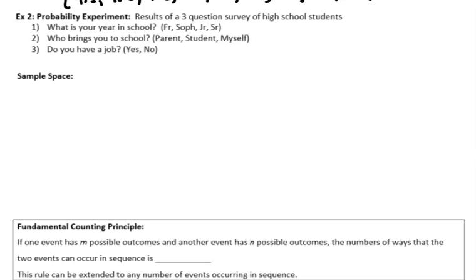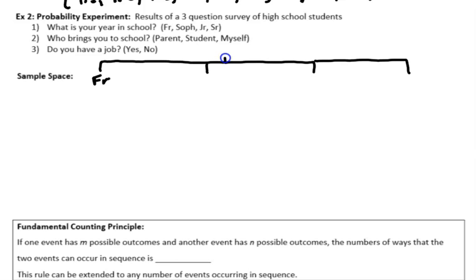So let's start out with the first question, what year you are in school. So we have 4 different outcomes for this first question. I could have freshman, sophomore, junior, senior. Now, after I've asked the first question, I'm asking the second question, who brings you to school? So I have 3 possible outcomes for that, for each of the people.